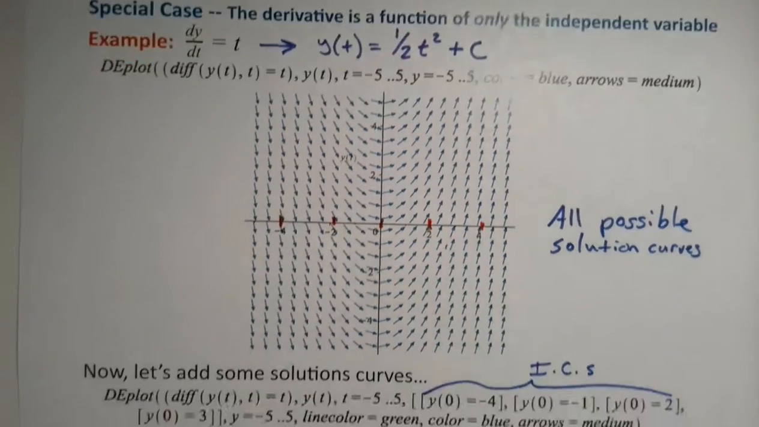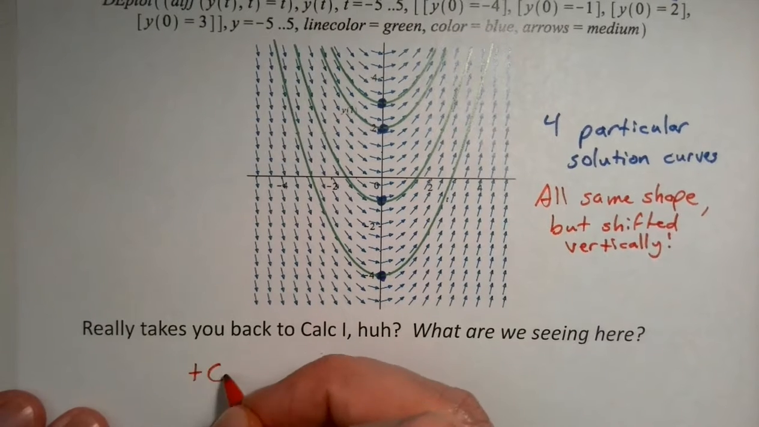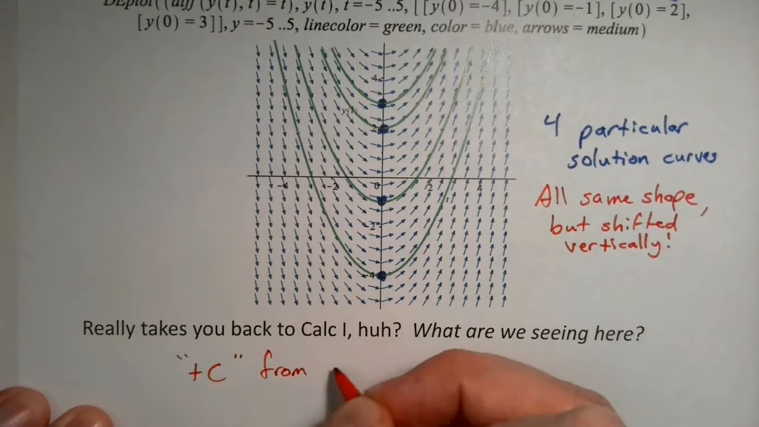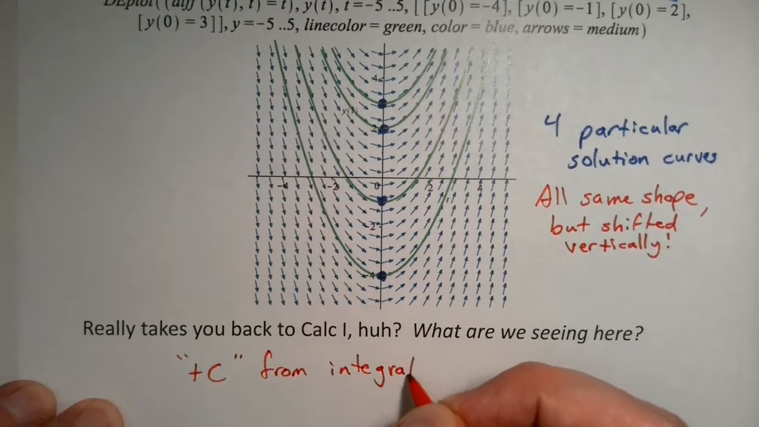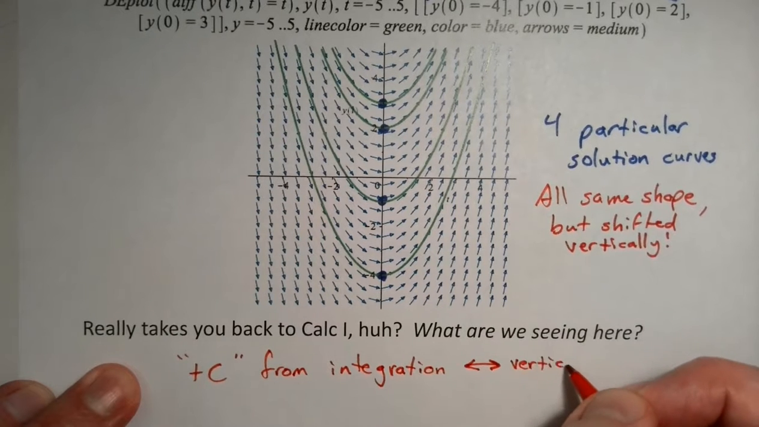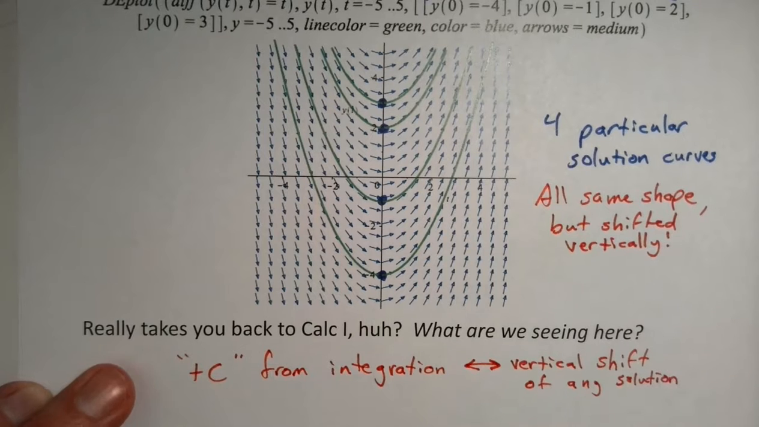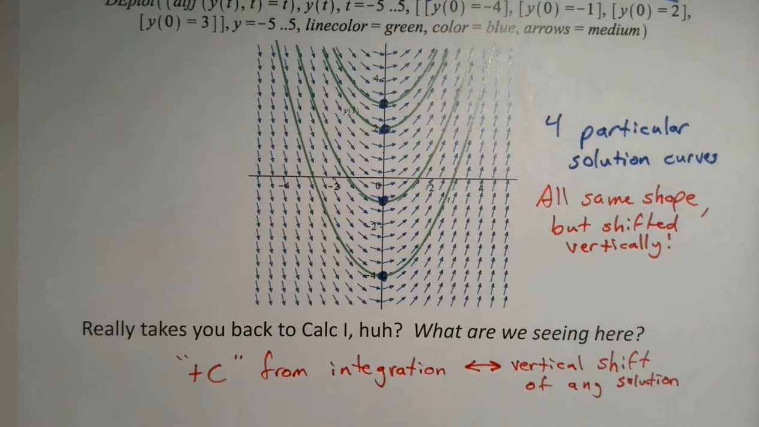And this is what it looks like when that happens. What we're seeing here is that the plus c from the integration is the same thing as a vertical shift of any solution. And that's what we mean by a family of curves. There are literally infinitely many solutions. They're all just varying by whatever constant is at the end.